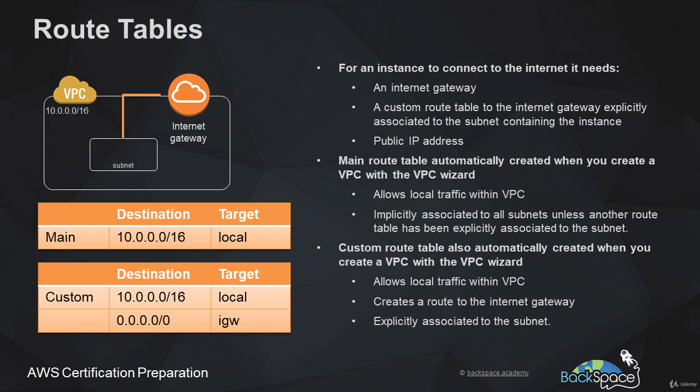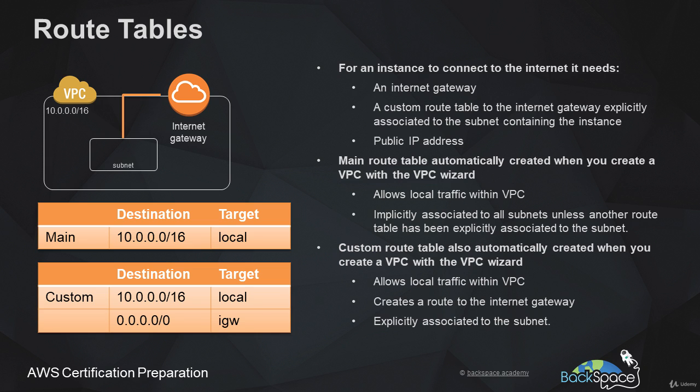So route tables, they are required for an instance to connect to the internet. So an instance needs an internet gateway, it needs a public IP address, and it needs a route. So it needs a custom route table that will be explicitly associated to that subnet that will route traffic from it to the internet gateway. Without any one of those three being available, you will not have access to the wider internet.